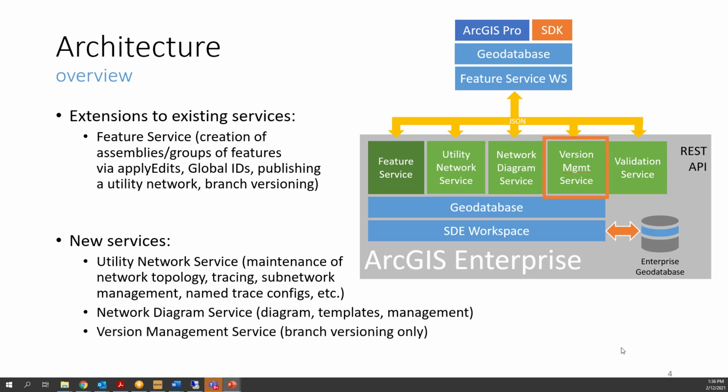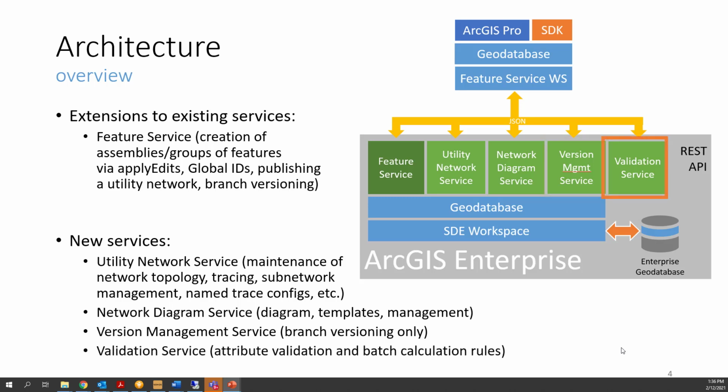The version management service is used by any of the dataset types and clients that are actually trying to exploit the branch versioning model through a services-based deployment. And it's only supported with branch versioning. It does not support traditional versioning through the version management service. Then we finally have the validation service, which is the mechanism on the back end that we support attribute validation rules, as well as batch calculation rules.